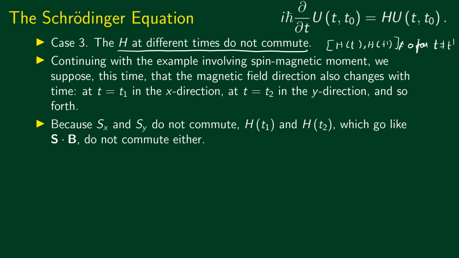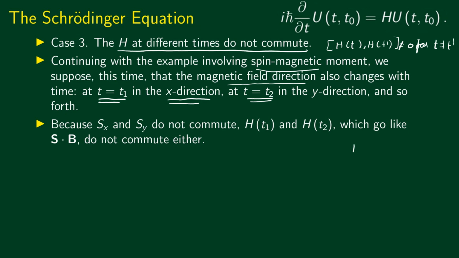Now, if you want an example for such a situation, you can think again of the spin magnetic moment in an external magnetic field. In this case, the magnetic field direction also changes with time. Suppose at a particular time t equal to t1, the magnetic field is in the x direction, and at a later time it's in the y direction, etc. In this case, it can be shown that the Hamiltonian is time dependent and also the Hamiltonian at different times do not commute. The reason is that we'll see this later.